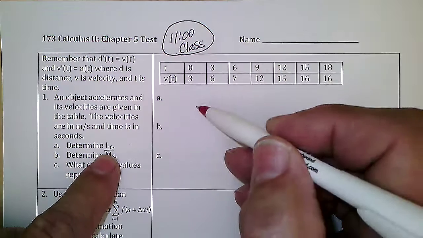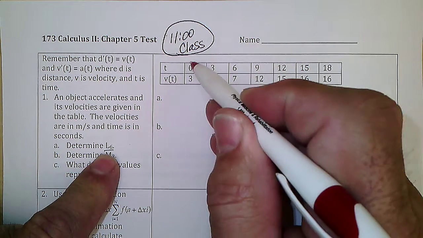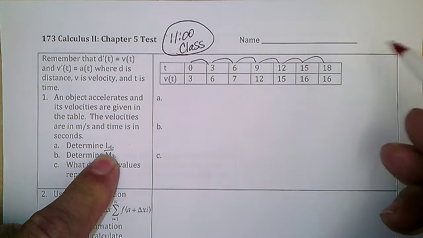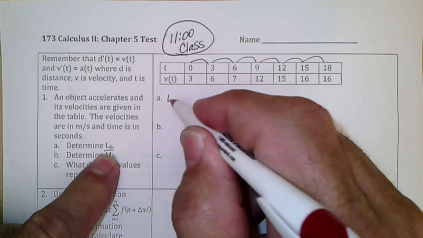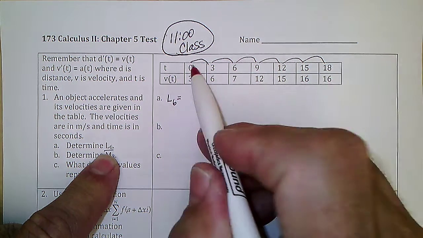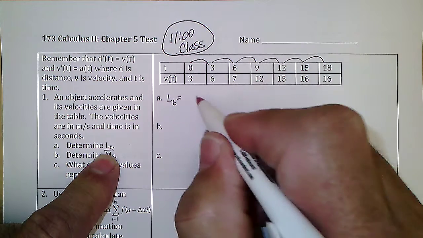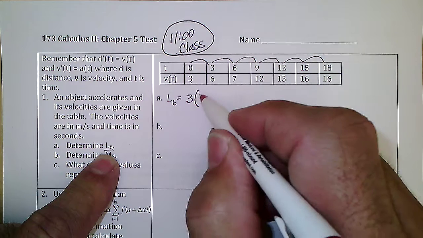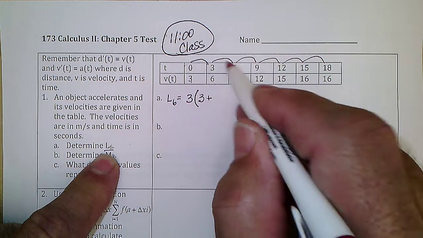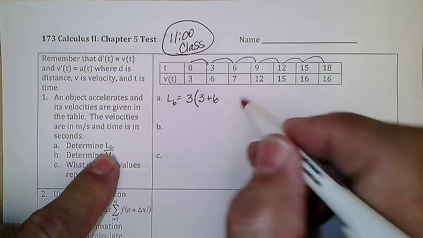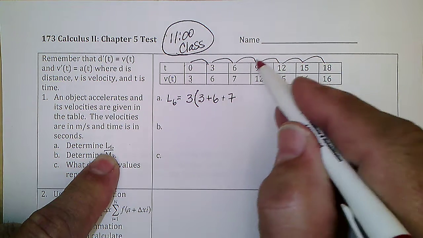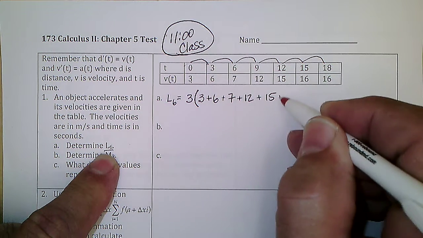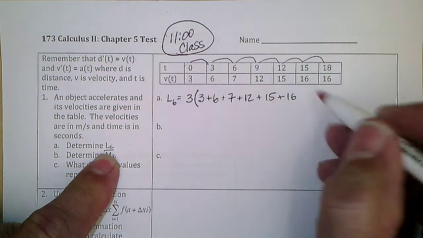So L means left, and we've got to do it in 6, and there's 1, 2, 3, 4, 5, 6 gaps. So to do left 6, the width of each one of these is 3. 3 times the left side of the first one has a height of 3 meters per second. The left side of the second one is 6. The left side of the third one is 7. The left side of this one is a height of 12 meters per second. Then 15, and then 16 is the left side of the last one.